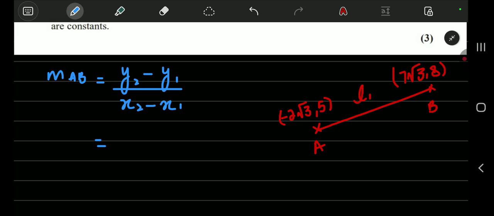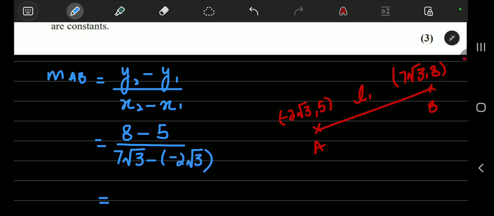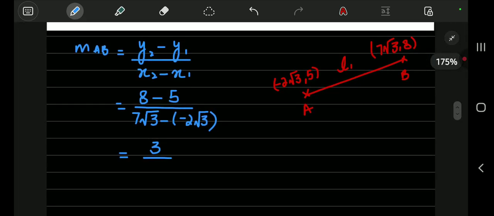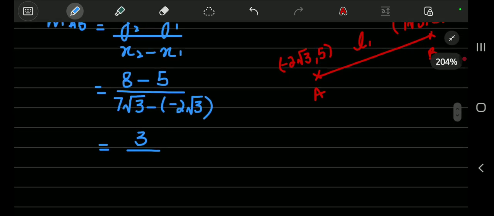So what is your y2? Your y2 is 8 minus 5 over 7 root 3 minus 2 root 3. Wait, minus a negative, so 8 minus 5 is 3. 7 root 3 plus 2 root 3, 7 plus 2, 9 root 3.